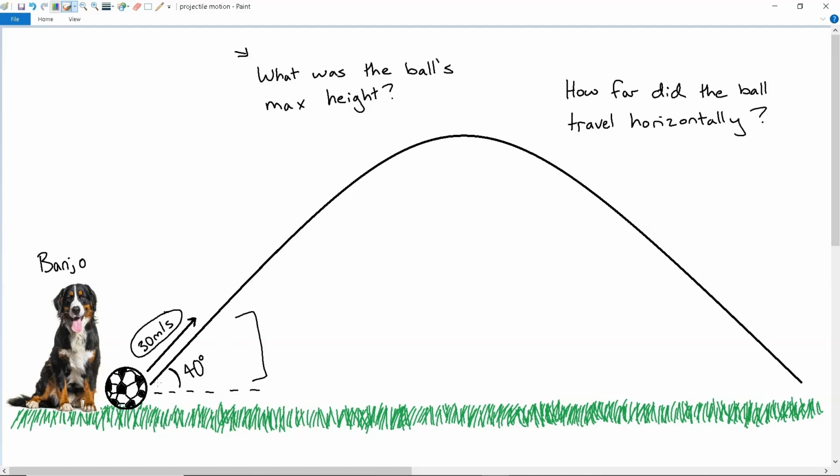The trajectory of the ball here looks kind of like a quadratic. And so we have a max height that the ball reaches before it starts to come down to the ground.